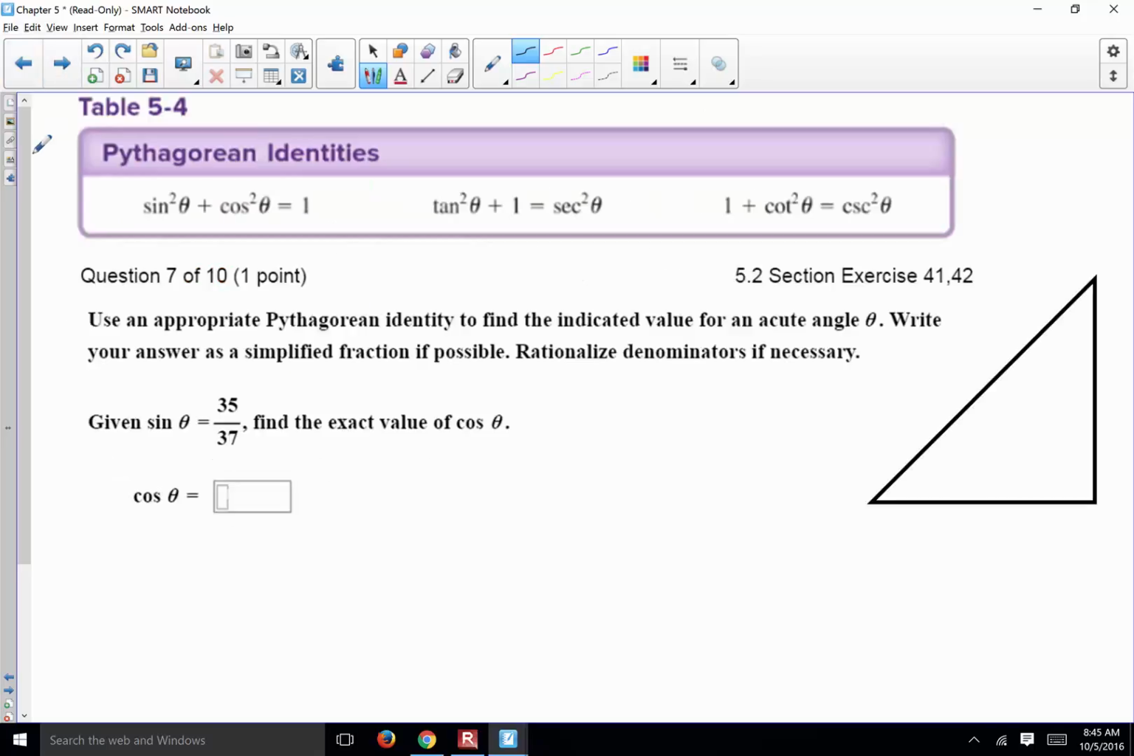Alright, more relations. These are called Pythagorean identities, because it looks like leg square plus leg square equals hypotenuse square. It looks like the Pythagorean theorem, so they call these Pythagorean identities. Actually, they are really used a lot, okay? Pythagorean relations. So how do we use them?